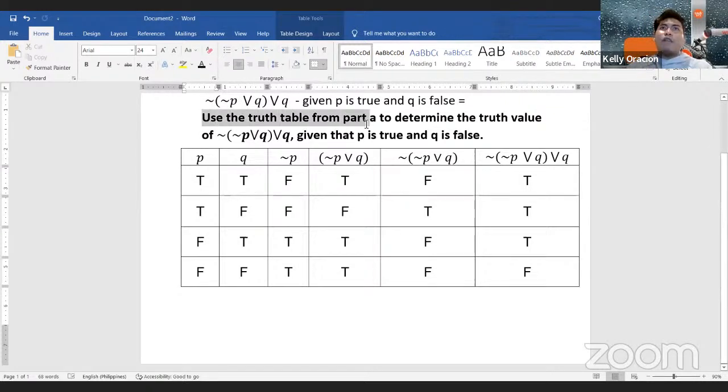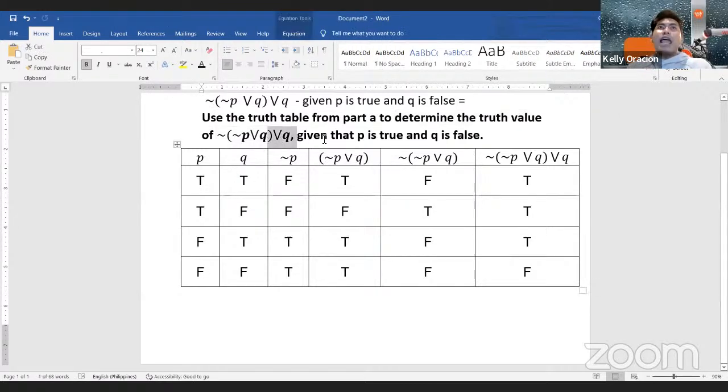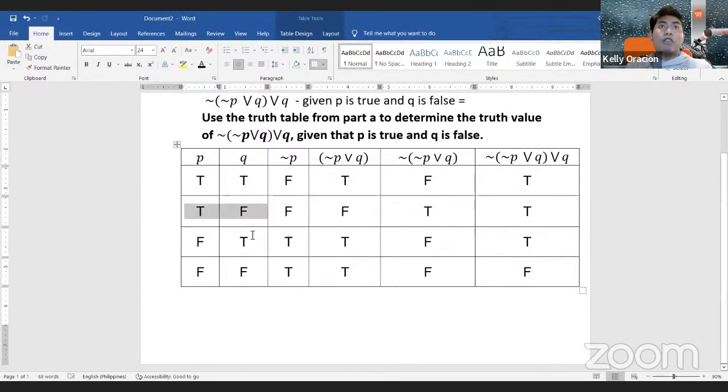Use the truth table from part A to determine the truth value of this one, given that P is true and Q is false. So what could be the answer for this one? Given P is true and Q is false, what could be the truth value? Given daw yung P mo is true and yung Q mo is false, what could be the truth value? I-highlight ko na yung part, the row.